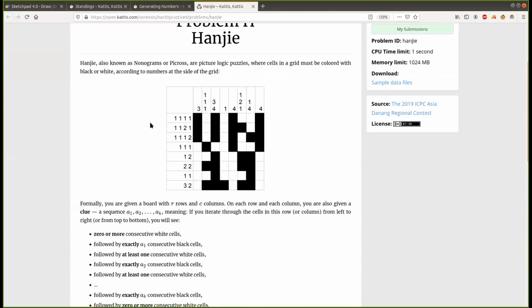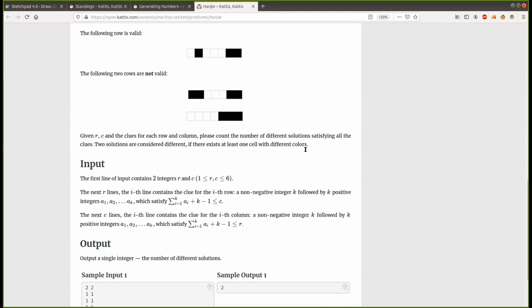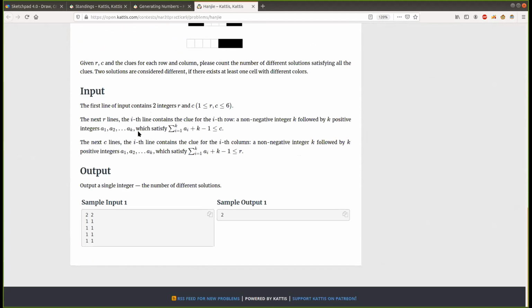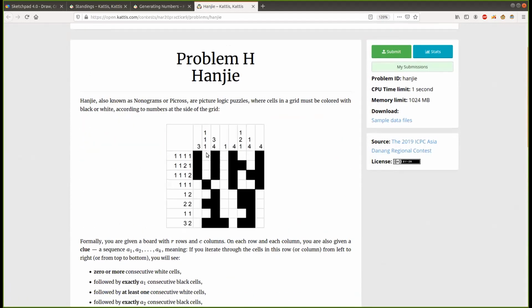So in problem H, maybe you've seen these puzzles before. The rule is you have to fill in the grid with black and white cells, and then each row and column tells you the pattern of black cells, the sizes of the segments. So in here there's 1, 1, 1, 1, or in here there's 1, 1, this segment's 2, and 1. So it tells you the lengths of the segments and what order they appear in. So this problem is they tell you the patterns on the rows and the columns, and you have to count the number of solutions that satisfy the rule.